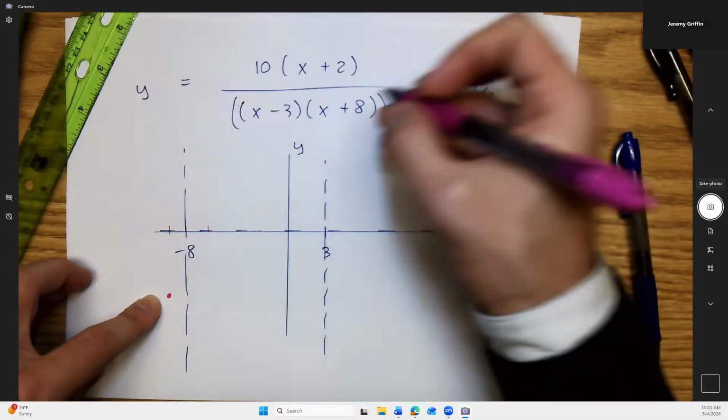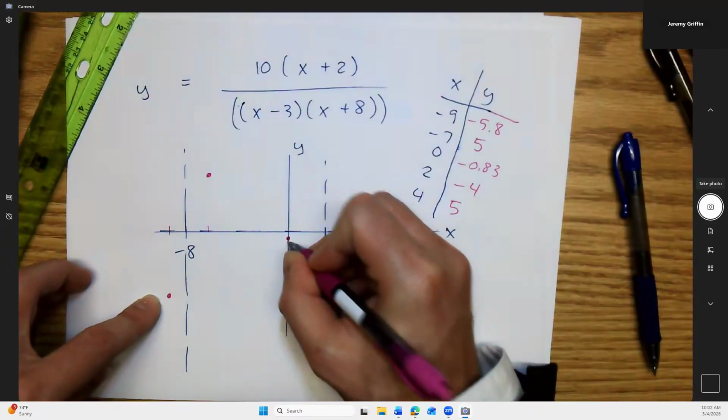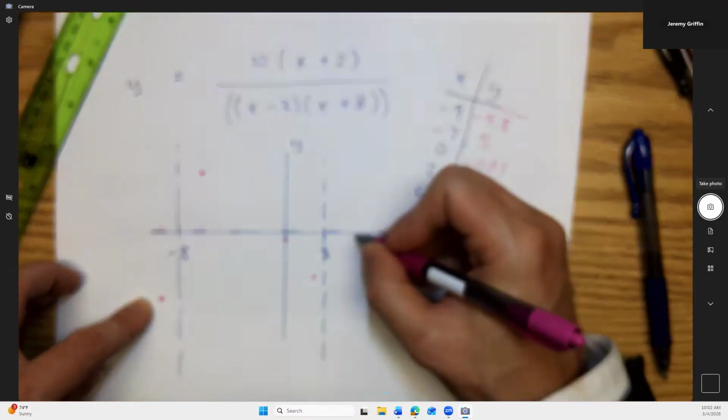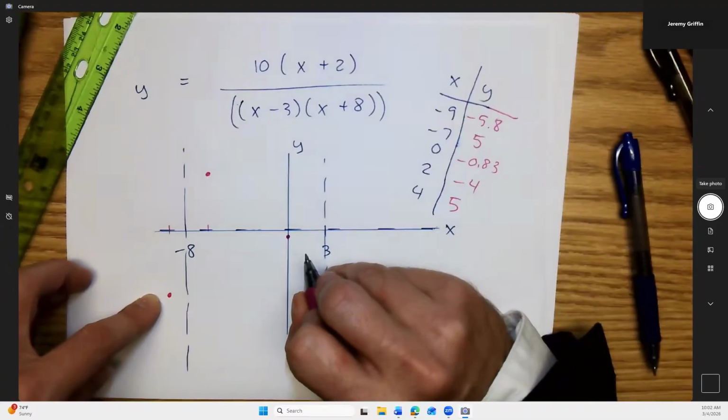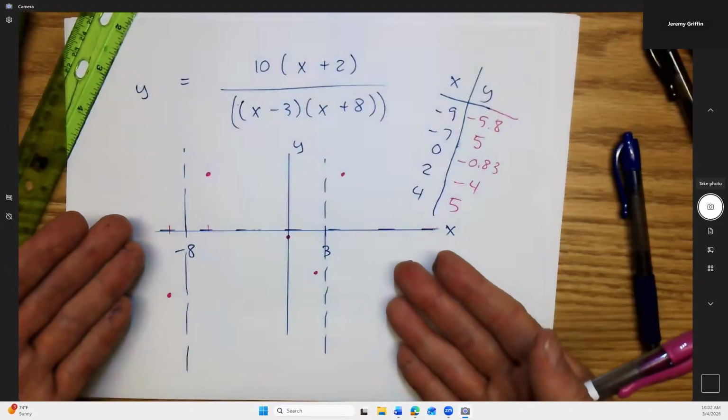-7, 5 is kind of up here-ish. 0, small negative value. 2, -4 is probably about here. And we got 4, 5 is also up here. Okay, so guys, I just plotted those 5 points. You guys see that? Okay.